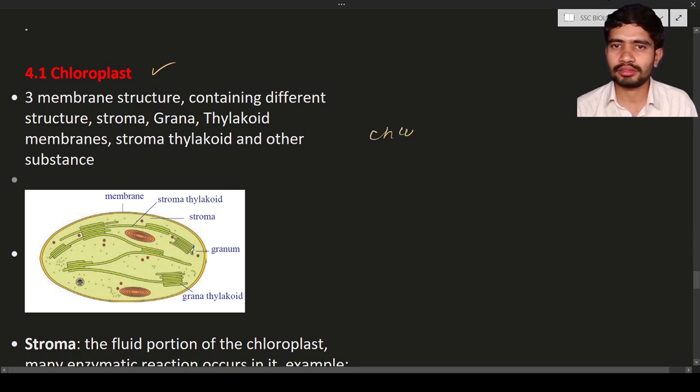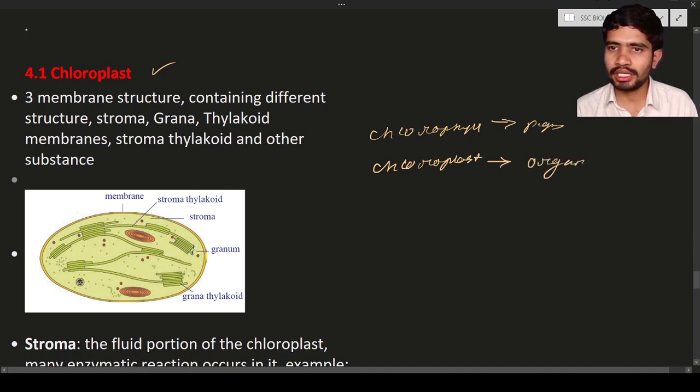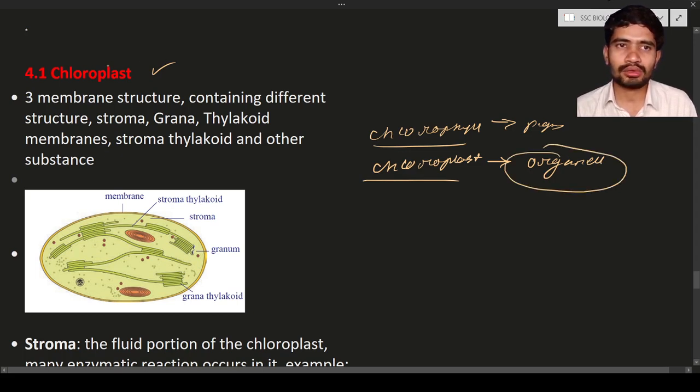Chlorophyll is a pigment, and the chloroplast is an organelle. Pigment means color, and an organelle is present in the cell. Here we are discussing the chloroplast, which means we are going to discuss the organelle. This chloroplast is an organelle present in the cell.